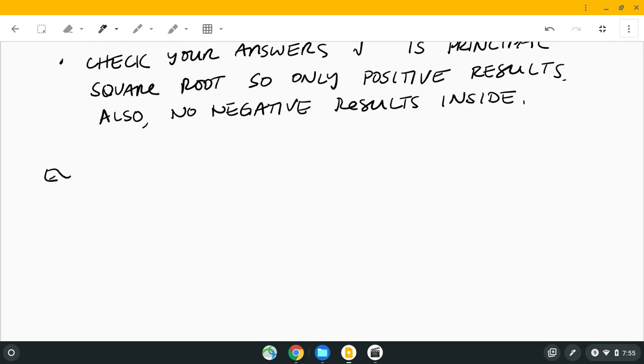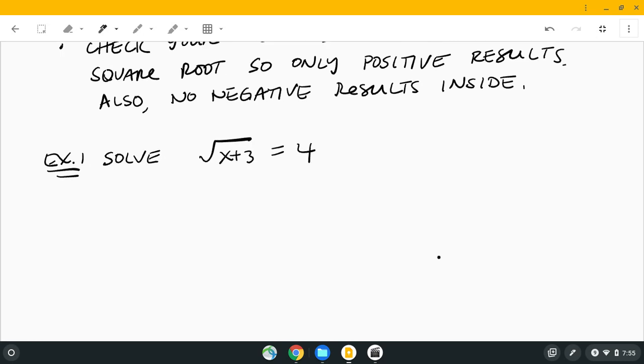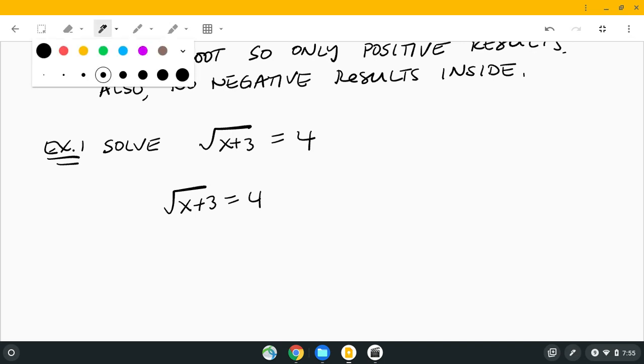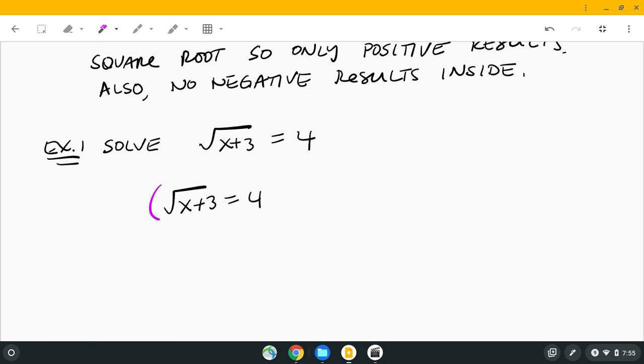Let's take a look at this one. Let's go ahead and solve the square root of x plus 3 equals 4. I'm going to bring this down here so we don't lose the original problem. We see here that the square root is by itself, so we don't have to isolate it. So I need to get rid of the square root. I'm going to square both sides.